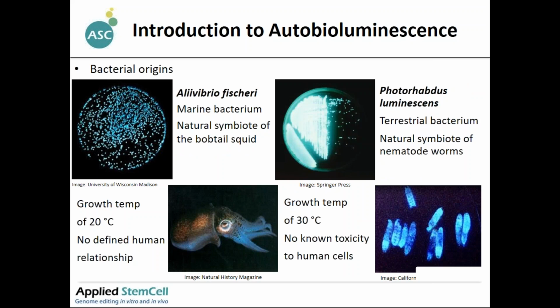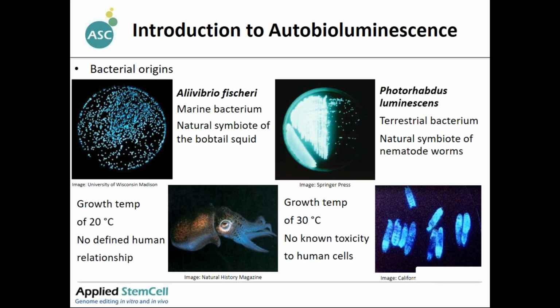Autobioluminescence is found natively in many marine bacterial species, a classic example being the bobtail squid symbiont Aliivibrio fischeri. However, for system development purposes, the autobioluminescent genetic pathway from the terrestrial bacterium Photorhabdus luminescens is the one that was chosen for expression in human cells.